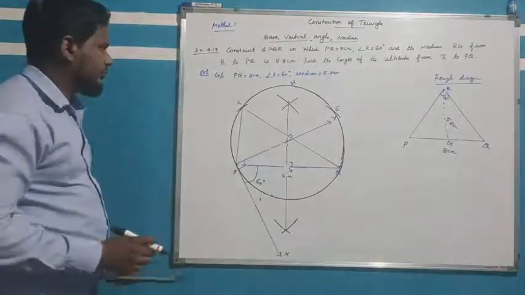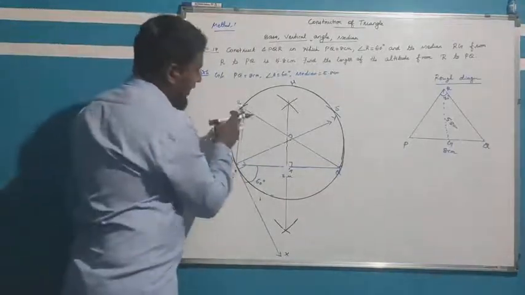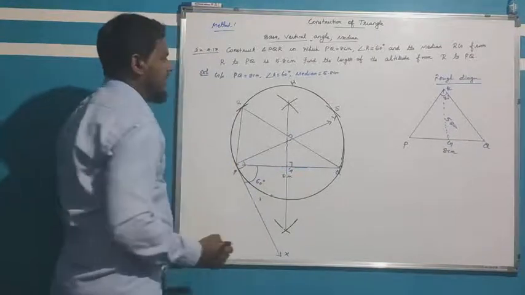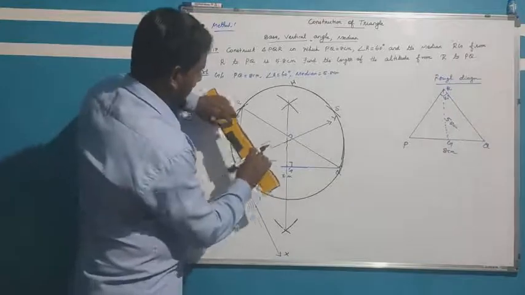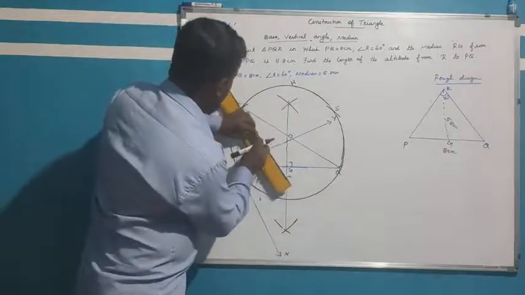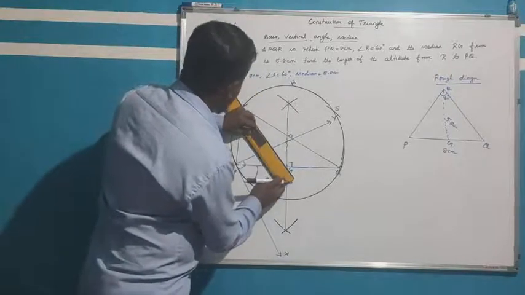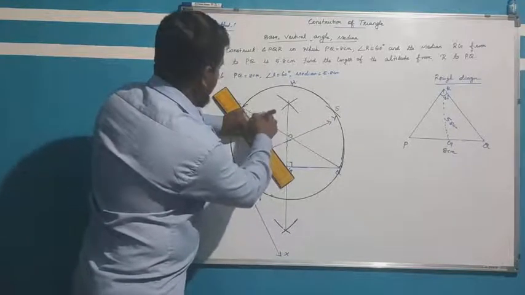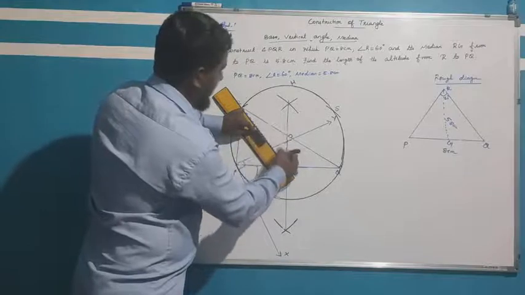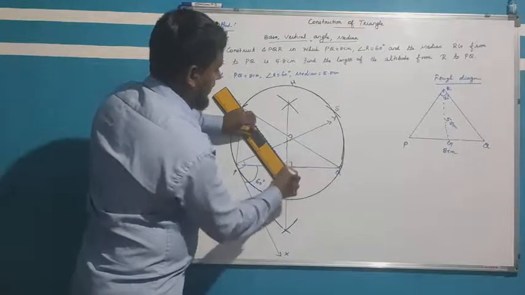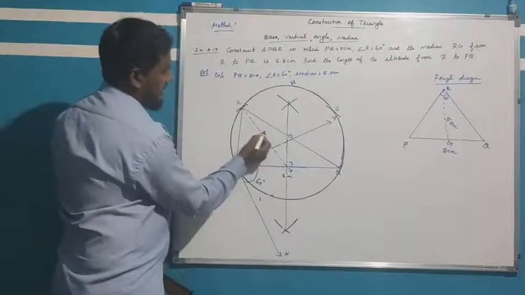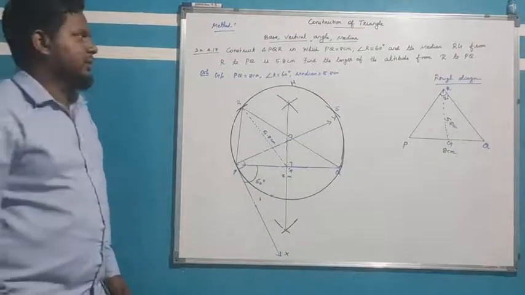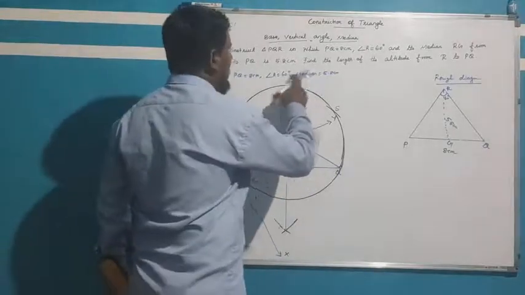Then what is the median? R from G. What is the median there? 5.8 centimeter. So you have to consider the median, how much is it there, 5.8 centimeter. If you measure, you get 5.8 centimeter. So the median is 5.8 centimeter. Then what is the angle R?